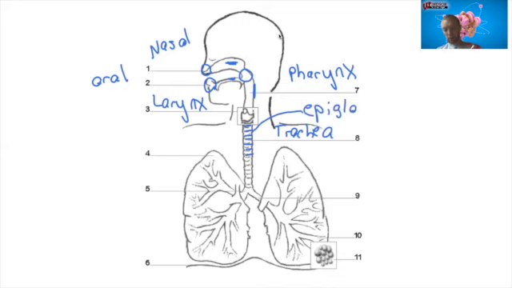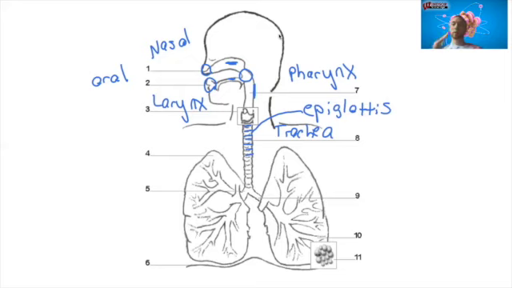There's a little structure called the epiglottis. What the epiglottis does is it basically is like a flap. It covers your trachea so food doesn't go down it. So whenever you swallow, that epiglottis covers your trachea so that food and water doesn't get down it, right? That way it goes down your esophagus and only air goes down your trachea.